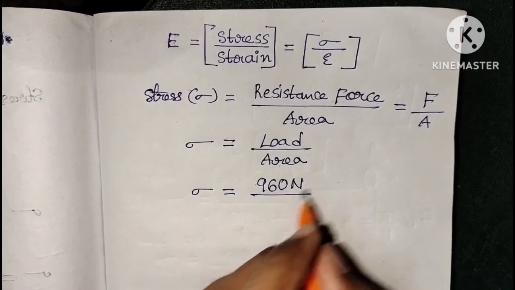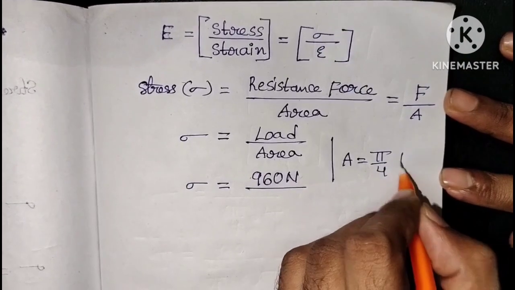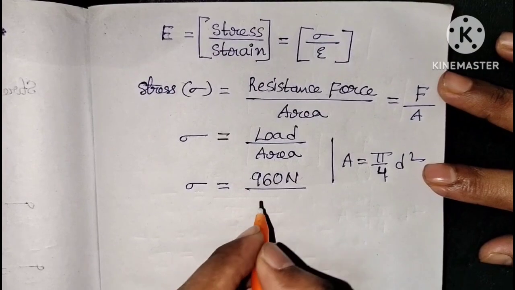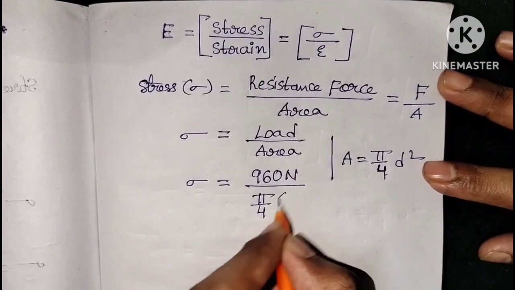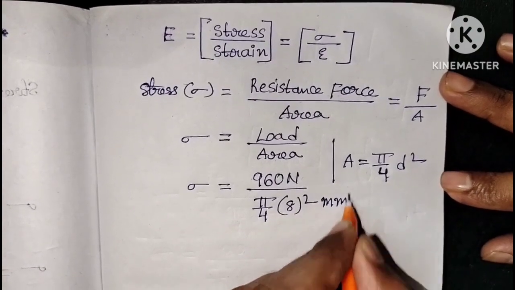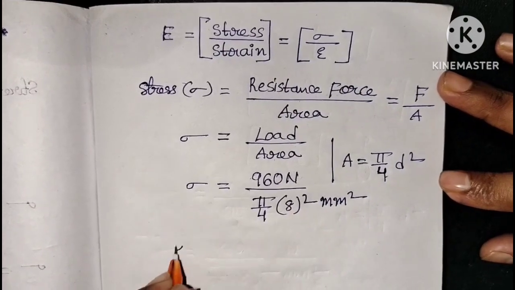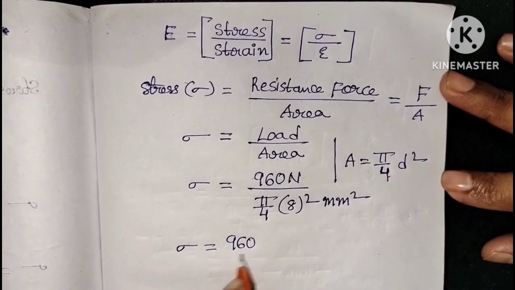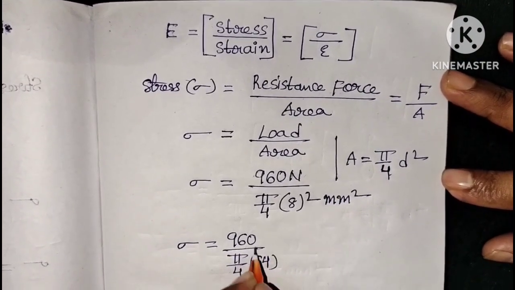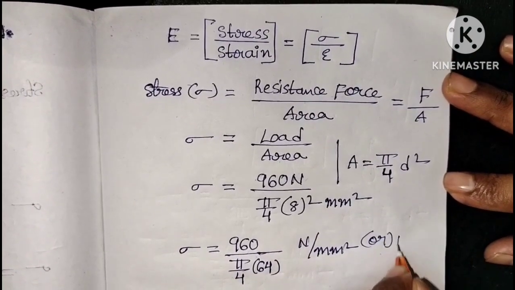Next, the area of the rod A is equal to pi by 4 into d square, where d is the diameter of the rod, 8 mm, so 8 square mm square. So sigma is equal to 960 by pi by 4 into 8 square, that is 64. The stress units are Newton per mm square, and 1 Newton per mm square is equal to 1 MPa.